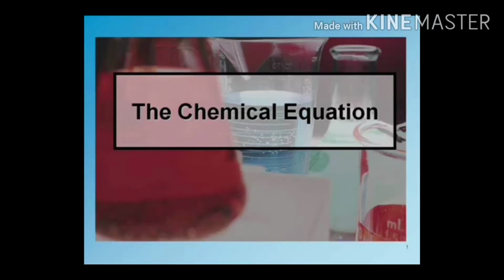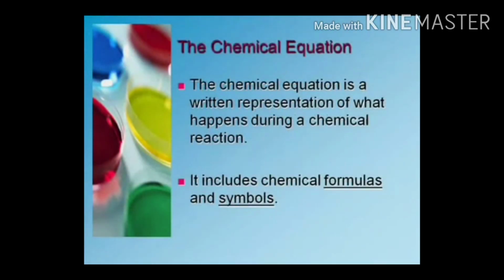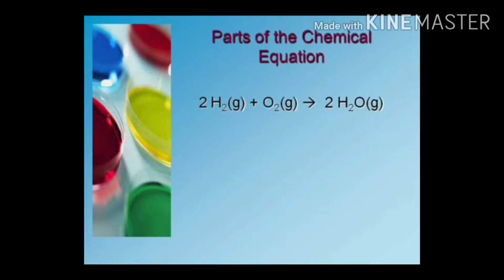Now let us learn how we can represent a chemical reaction. We can represent it with the help of a chemical equation. So what is a chemical equation? A chemical equation is a written representation of what happens during a chemical reaction. It includes chemical formulas and symbols. It is the shortest method to represent a chemical reaction. Here is an example of how we can represent a chemical reaction with the help of a chemical equation.